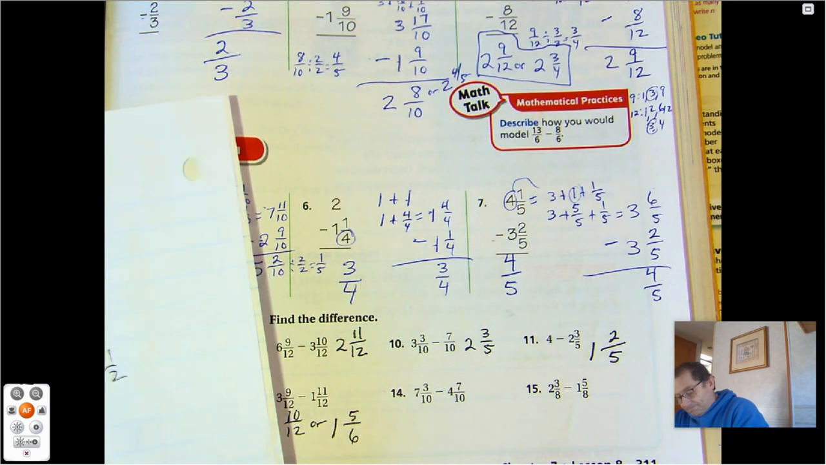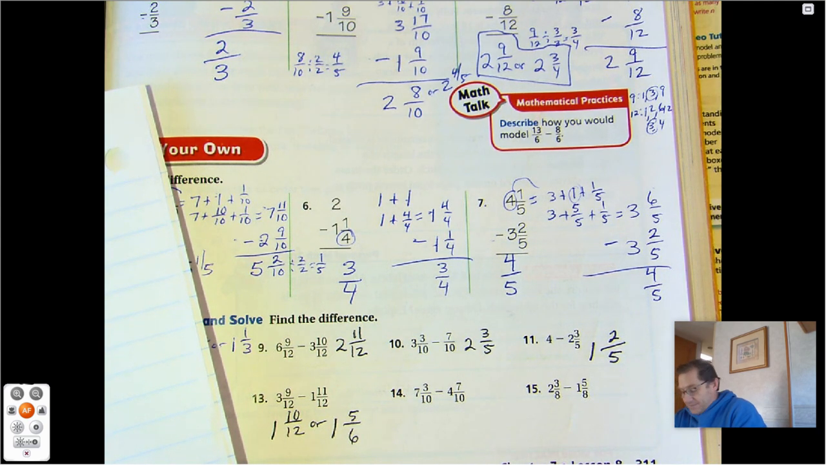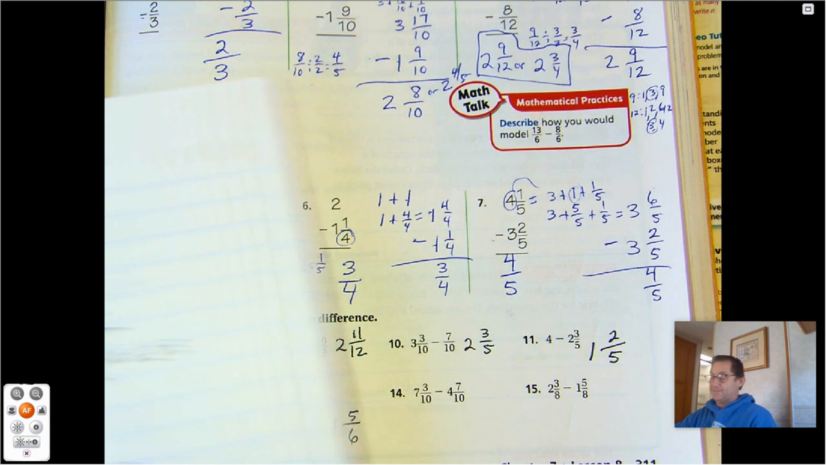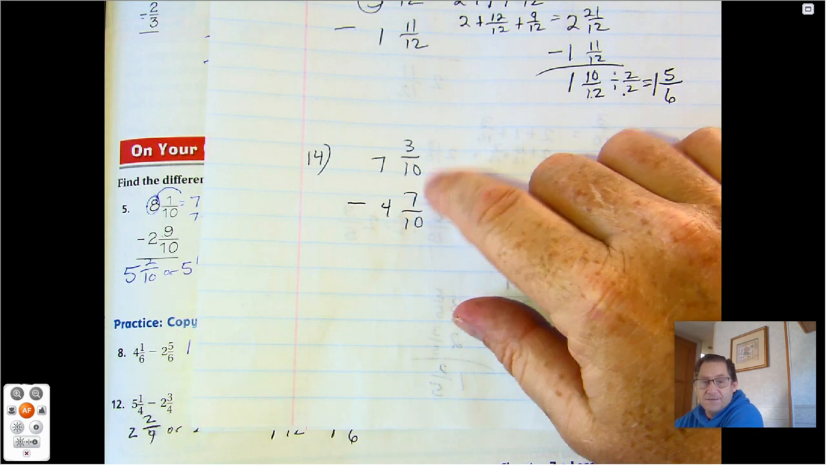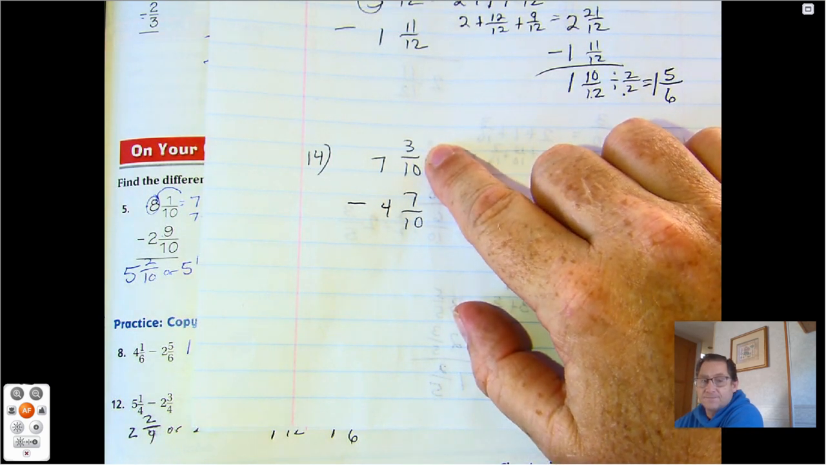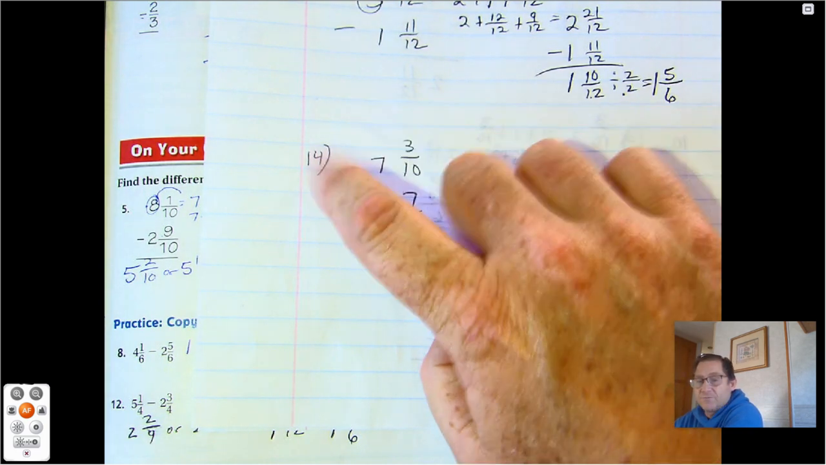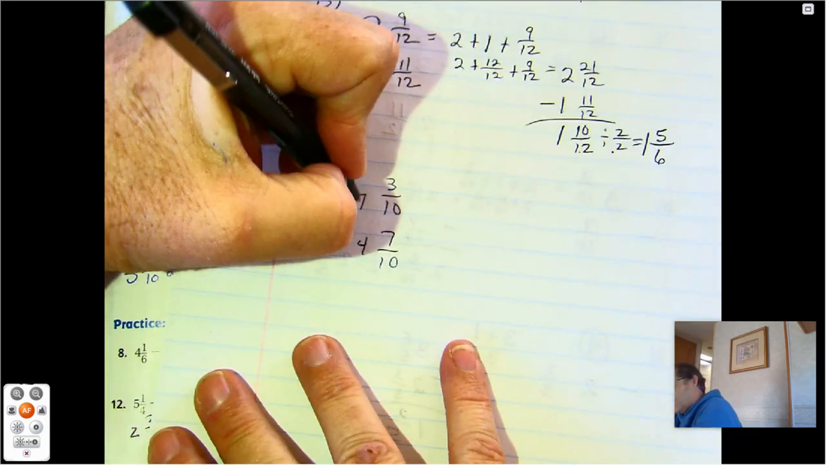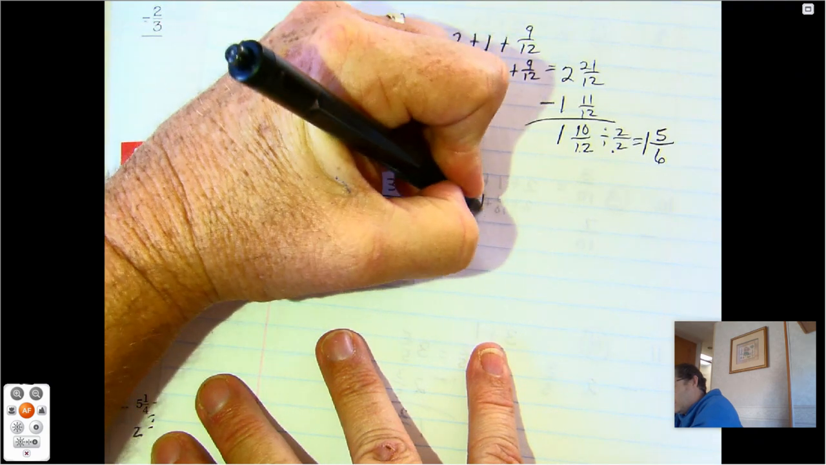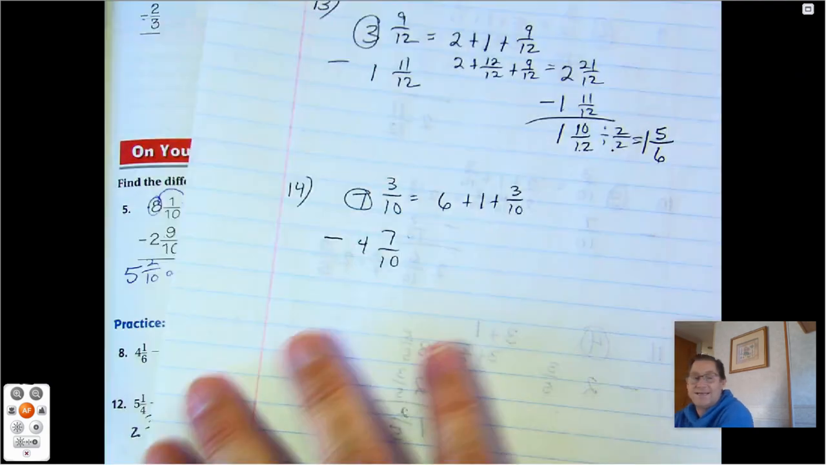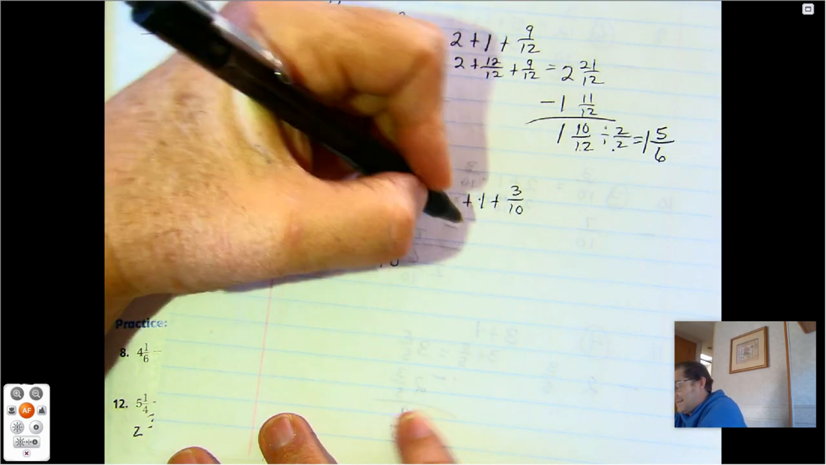14, 7 and 3/10, take away 4 and 7/10. Well, again, I can't take 7/10 from 3/10. Same thing as saying I can't take 7 from 3. So I have to regroup, rename. So I'm going to rename the 7 as 6 plus 1 plus 3/10. Okay, and we're going to exchange this 1 whole for 10/10.